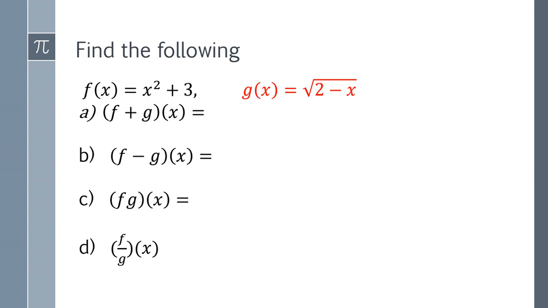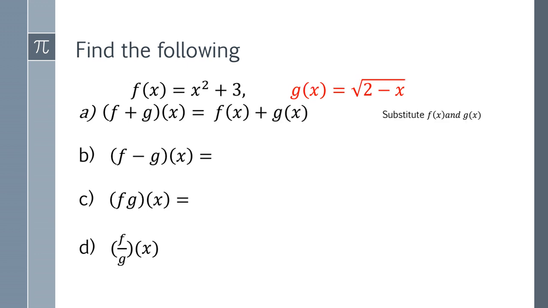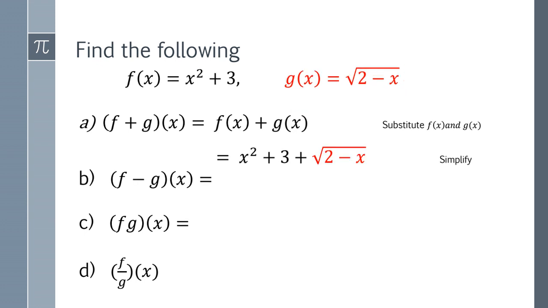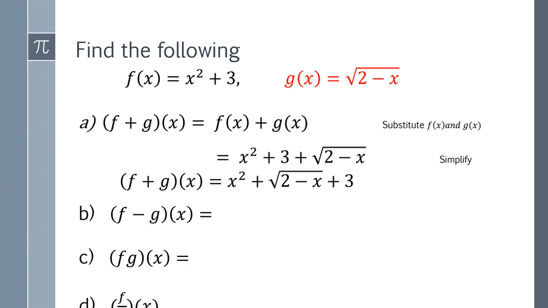All right, let's do this example. We have function f of x, which is x squared plus 3. G of x is the square root of 2 minus x. So let's go ahead and do f plus g of x. So again, what they want me to do is f of x plus g of x. Let's go ahead and substitute. So f of x is x squared plus 3. G of x is the square root of 2 minus x, and simplify. Well, this is it. There's nothing else that we can simplify, so this would be my answer. It just stays like that.